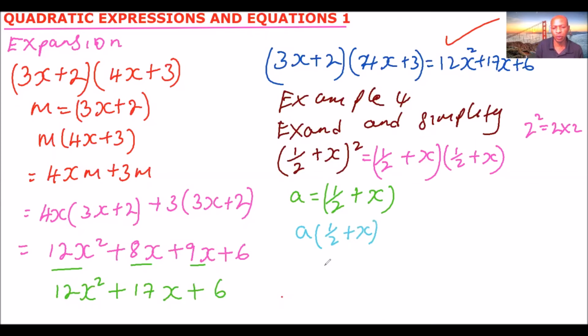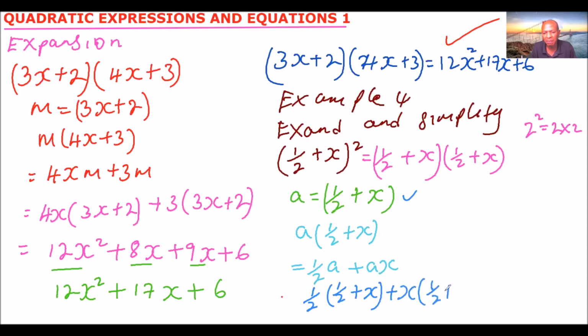And you open the bracket, you'll be able to get a half A plus Ax. So when you get that, then what you do is you replace your A back. So you have a half, our A as we defined it here, a half plus x, and then plus x, we start with x, then we write our A as a half plus x.